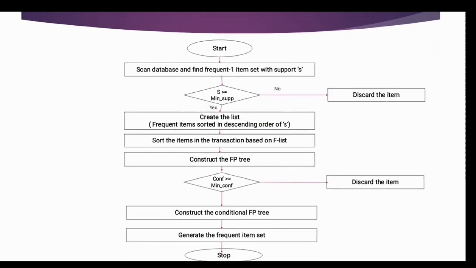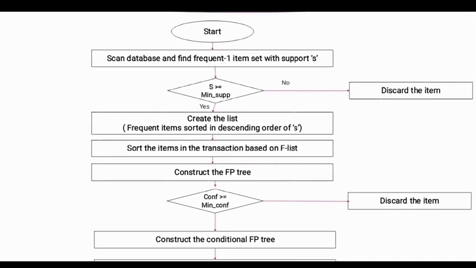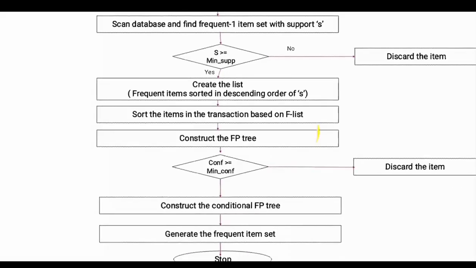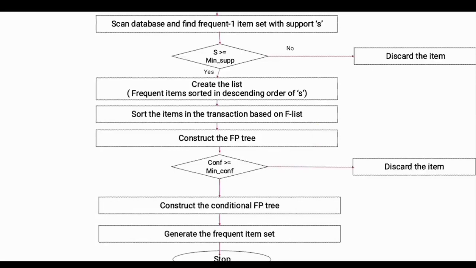First we have to start and take the one transaction table, and we give the minimum support. If the item sets are more than the minimum support, we will continue the flow. If they are less than the minimum support, then discard the item. And here we will create the F-list in descending order and sort the items in a transaction based on the F-list.